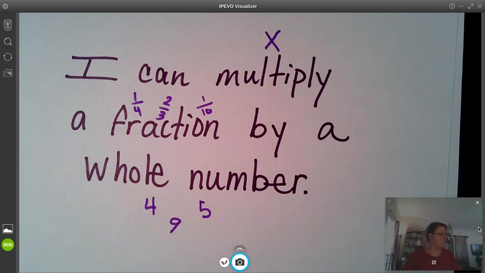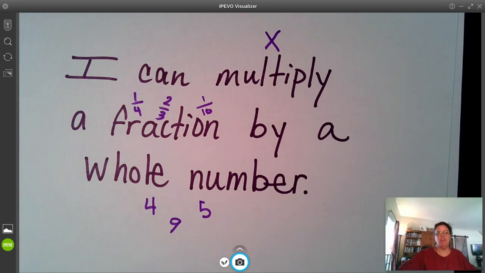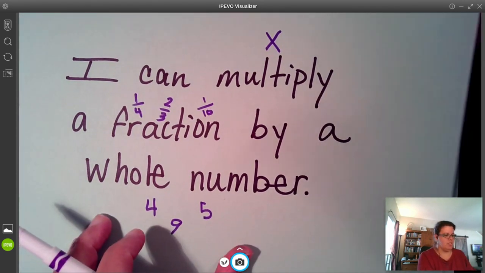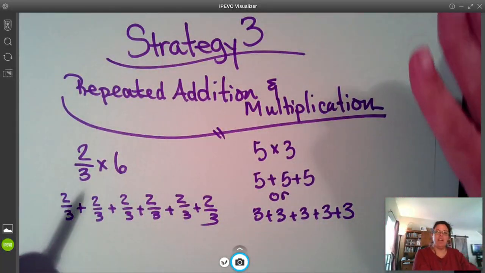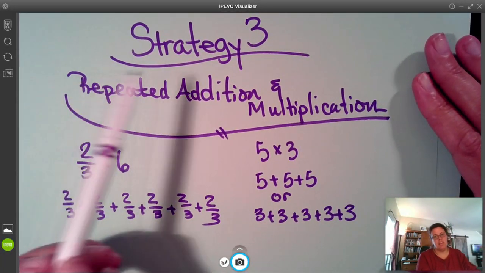Okay, so here we go. One more strategy for the week. So remember our learning target: I can multiply a fraction by a whole number. Okay, so today with strategy 3, we're going to think about repeated addition and multiplication.